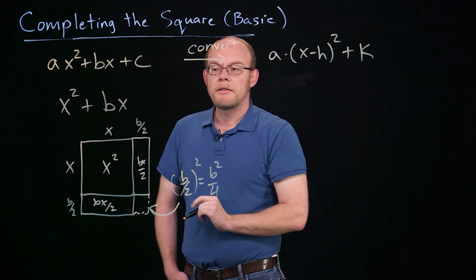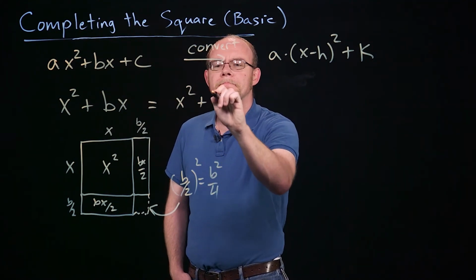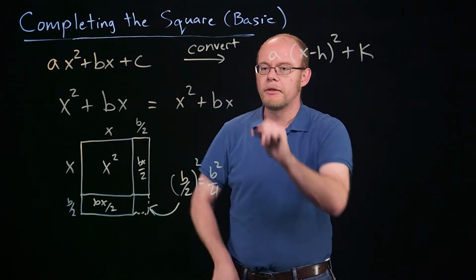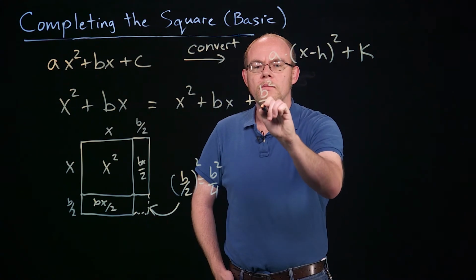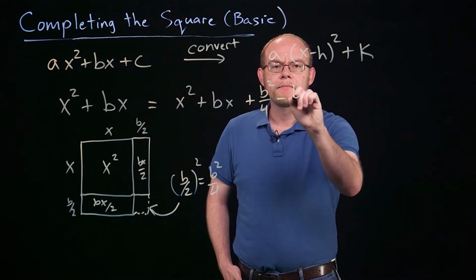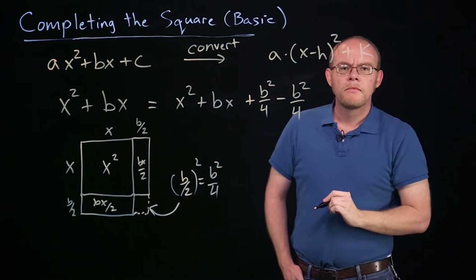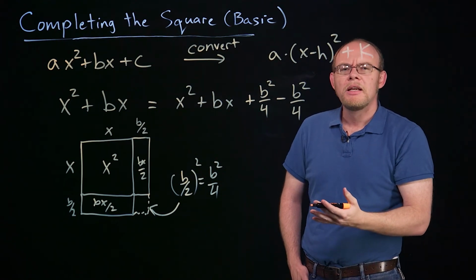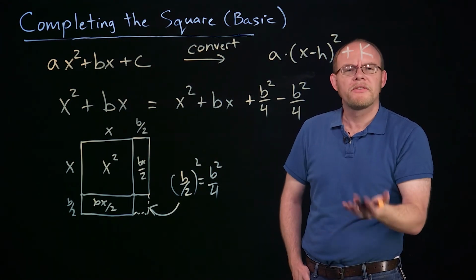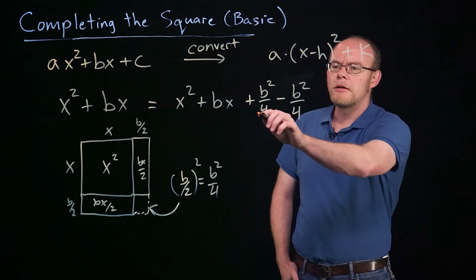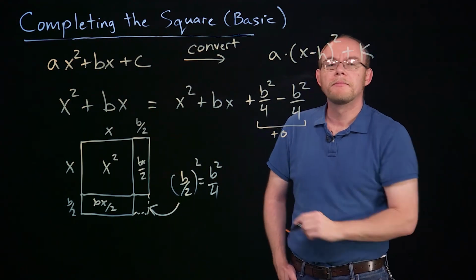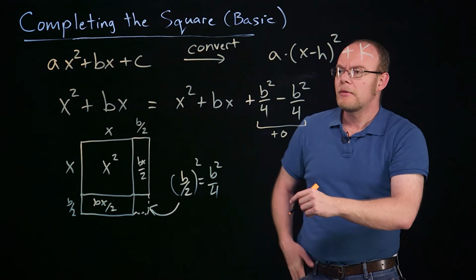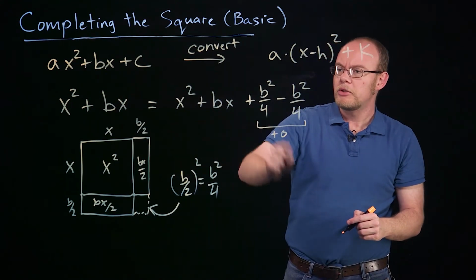So what we can do is take this expression and rewrite it. We're going to add this little square that we're missing from our bigger square, and we're also going to subtract it. The reason for that is that we want to find an equivalent expression. What that means is it has the same value, but it looks different. It's like translating between different languages for some simple thing. If we notice, what we've done right here is we've added 0. By adding 0, we haven't changed the expression, but now we have something of the form x squared plus bx plus b squared over 4.